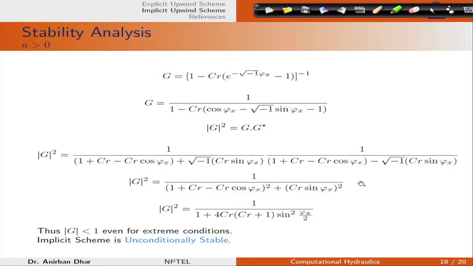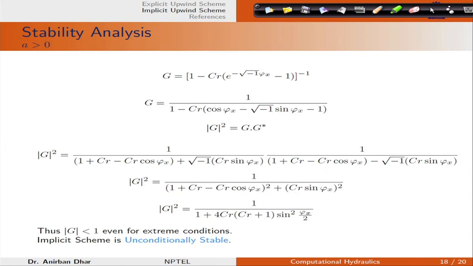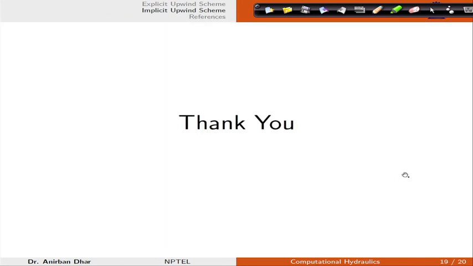Now, we have covered the finite difference part. In the next lecture onwards, we will be starting finite volume. Thank you.